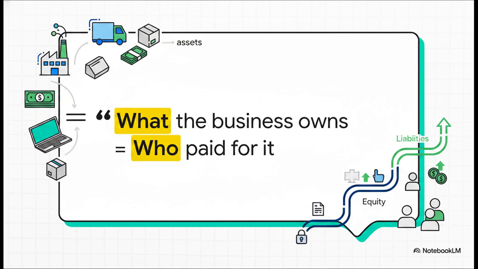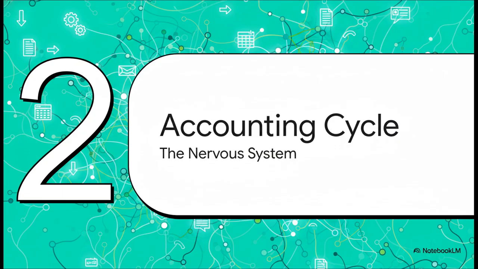The left side of the equation, the assets, is simply the stuff. It represents everything the business physically or intangibly owns. The right side represents who actually funded that stuff. Those assets were either funded by external creditors, which are your liabilities, or they were funded by the owners themselves, which is your equity. It's just a wonderfully logical, inescapable system that tells the whole story of a company's capital at a single glance. Moving on to Section 2, the complete accounting cycle, the nervous system.